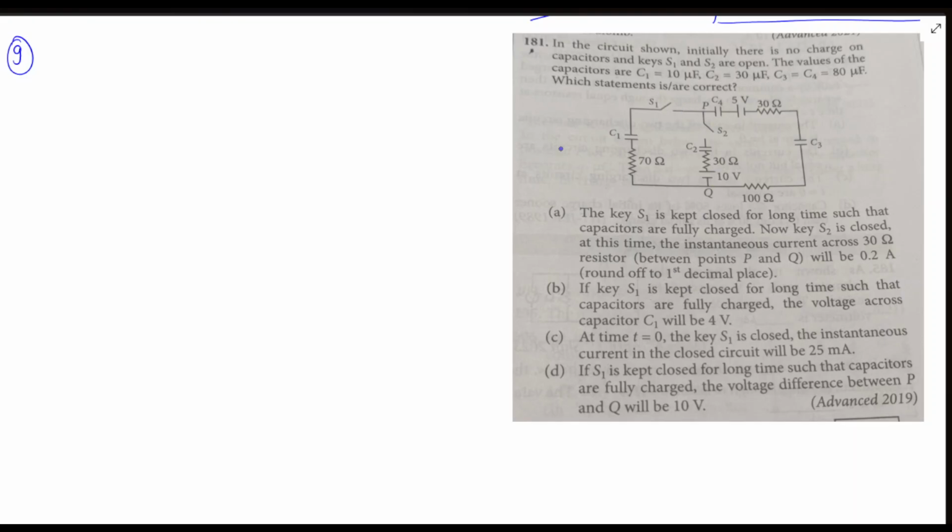So if S1 is closed for a long time, we'll have the situation like this. So this will be a capacitor. This is our cell. This is our resistance. We have a capacitor. Again, we have a resistance. So we have this, and we have again a capacitor. And let's change these, right?